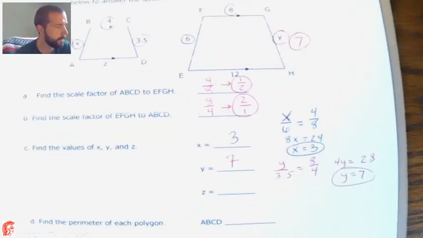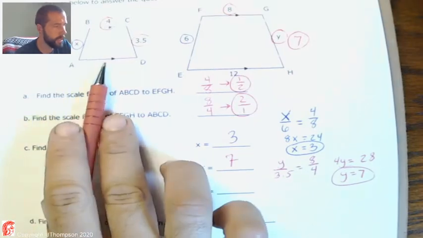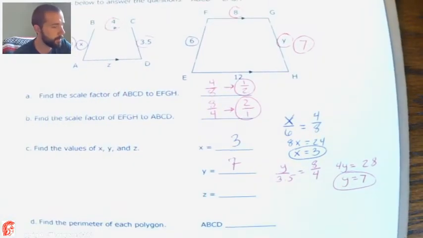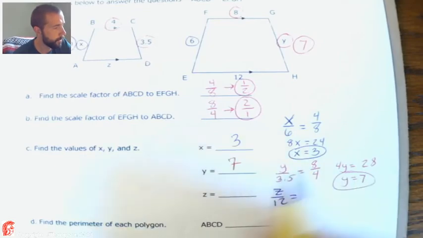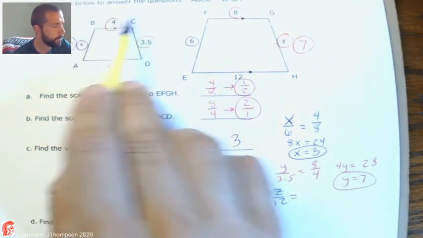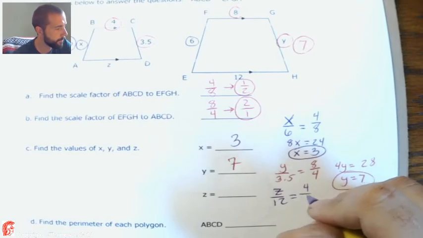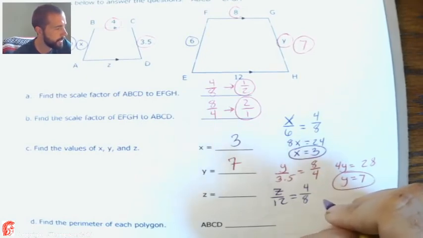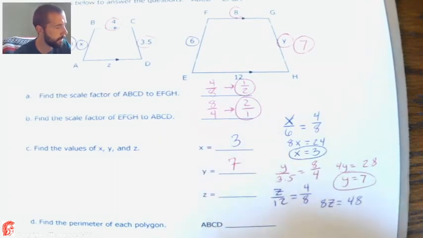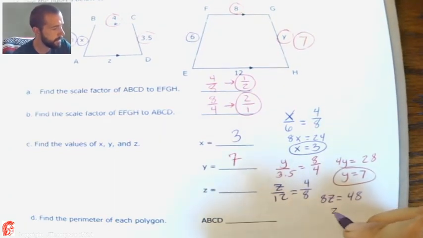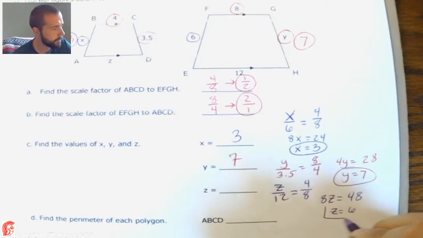Okay, the last one. Now I need to find z. z corresponds with 12. I'm going to do z over 12, and I did the one from the left over the one from the right, so I'm going to do 4 over 8. Cross multiply, you get 8z equals 48. And then divide by 8, and you get z equals 6.